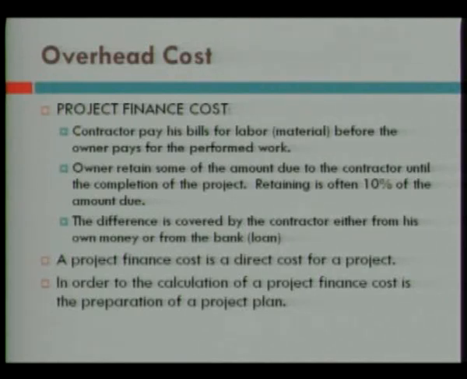Because once you have a problem in one project and you start withdrawing from the account of another project, the other project will suffer. And instead of having one project suffering, you will have 1, 2, and 3, and 4, and then you will have chaos within your organization. So be careful about that.